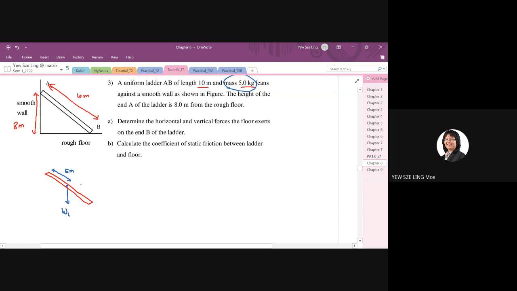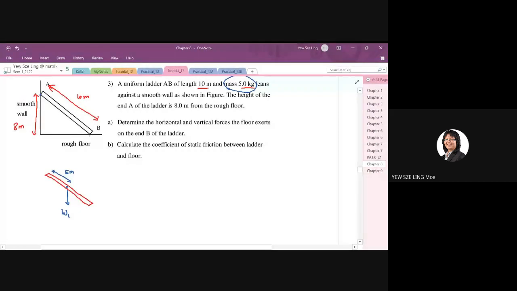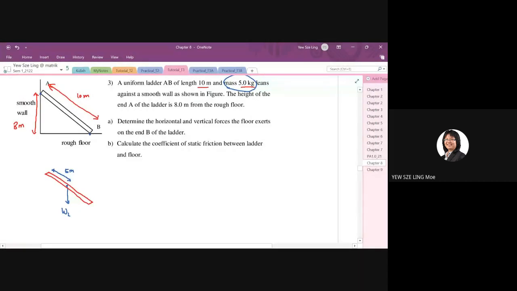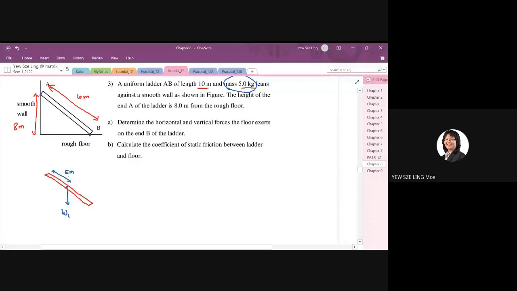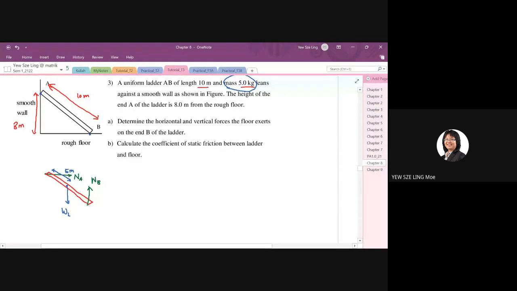If you look at the diagram, I have 2 points, point A and point B, they are touching the other surface. So if they are touching the other surface, what does it mean? It means they have normal force. So this is my NA, and then here is my NB. Okay, because they are touching the other surface. So I have NA, I have NB. So altogether now I have 3 forces.